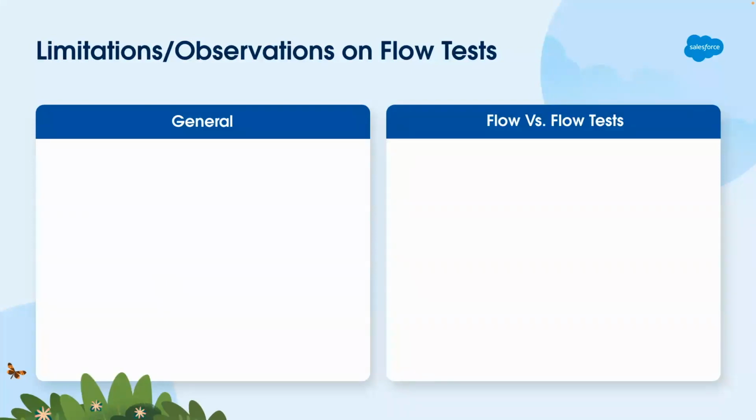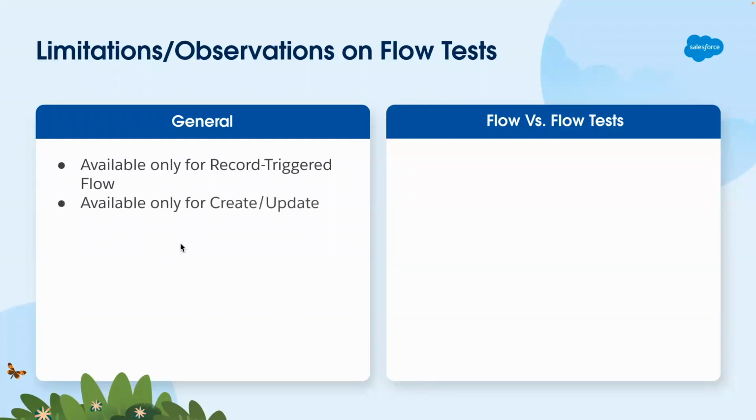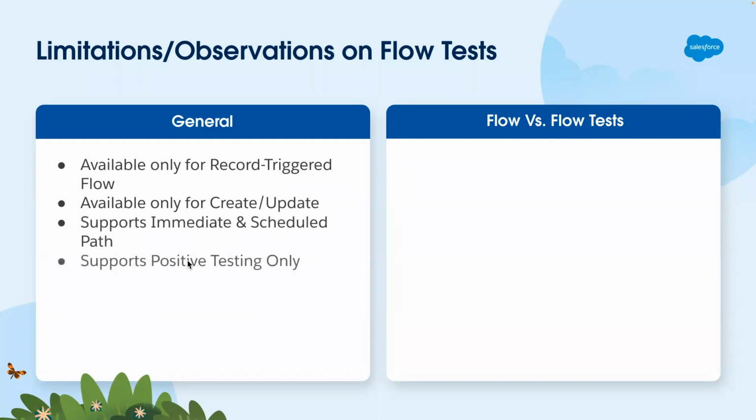Now let's take a look at some of the observations and limitations on flow test. In general, flow test is available only for record triggered flows, and it is available only when records are created or updated. Currently, it is not available when the records are deleted. Flow test supports immediate and scheduled path. Flow test supports positive testing only.